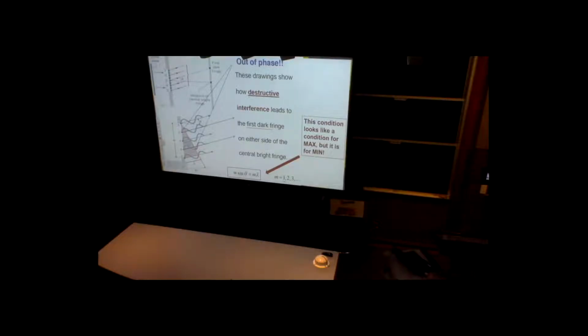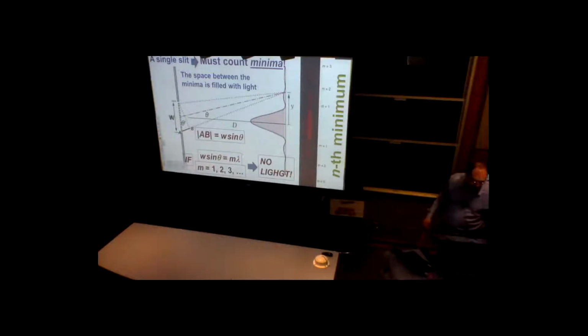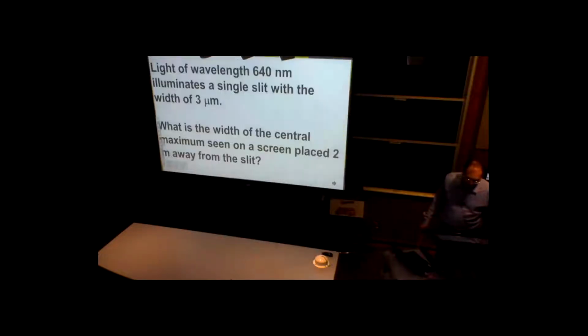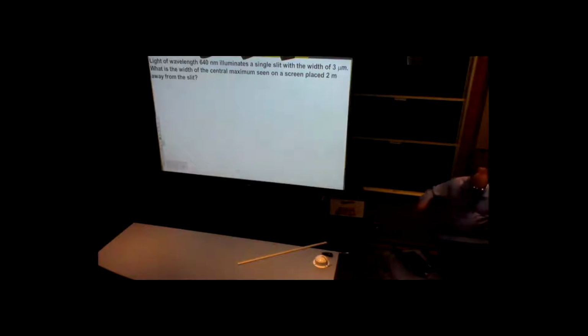Now, of course, all we need to do is look at the summary. So we count minima: first minimum, second, nth. And now we have to solve a problem. Light with a given wavelength passes a single slit of a given width. We just have to draw a picture. So a single slit, a screen.